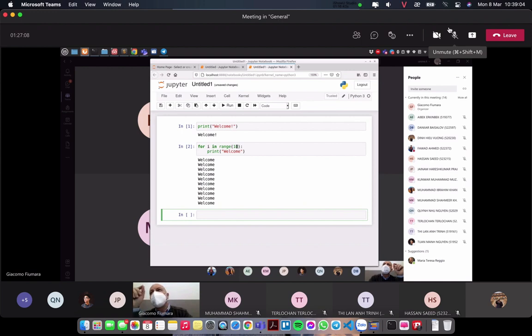Your program is divided into cells. It's called a notebook. This is the first cell, this is the second cell, and so on. You may insert new cells, you may delete unnecessary ones, and so on. Okay, this is a solution.